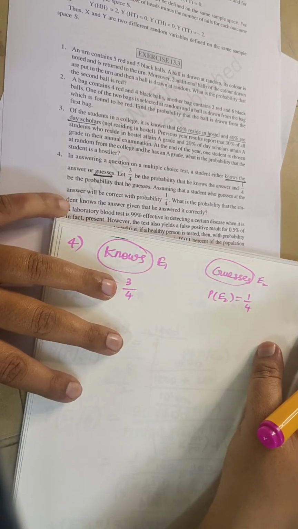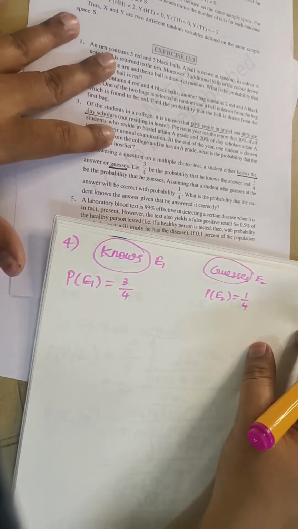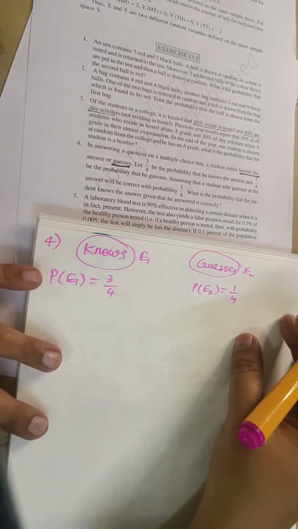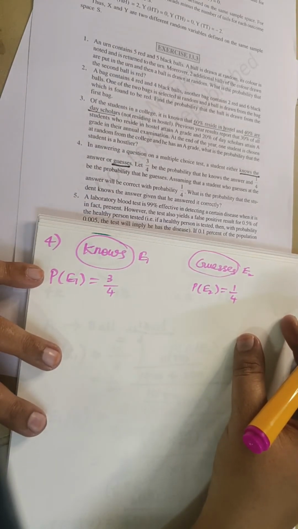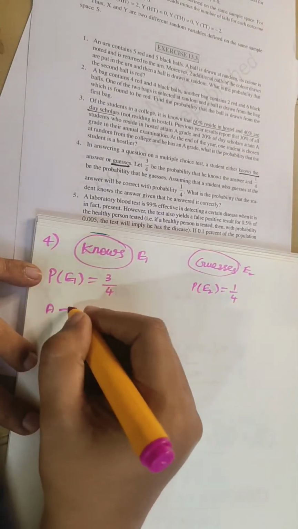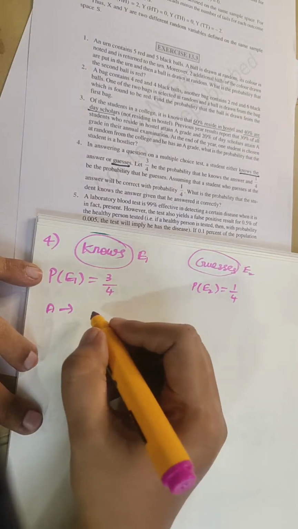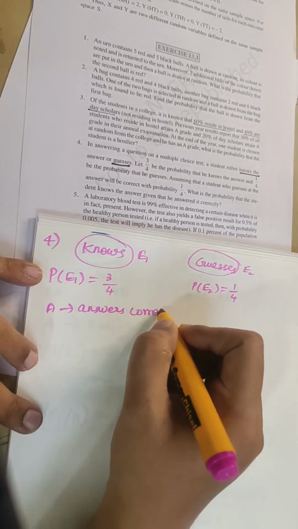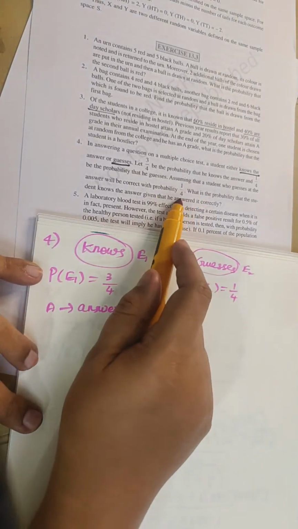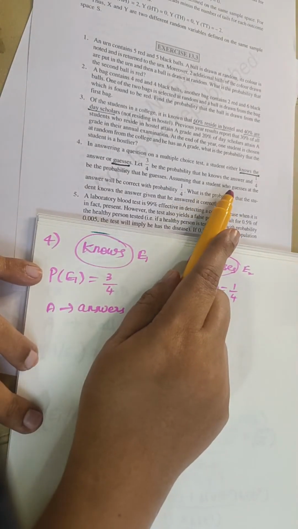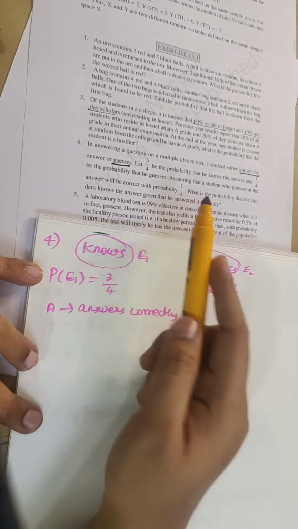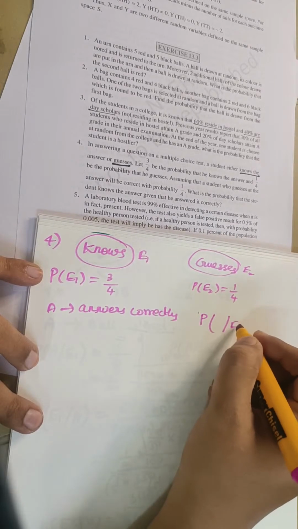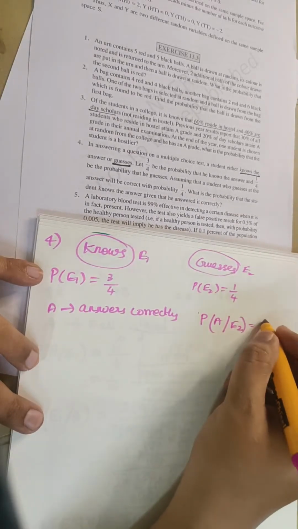What is the probability that the student knows the answer given that he answered it correctly? Now, let A be the event that the student answers correctly. 1 by 4 is the probability that the student guesses and the answer is correct. Answer is correct and the student is guessing it. So that is 1 by 4.